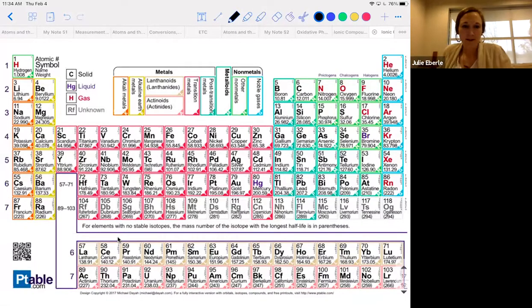Find those elements. You're going to order them in increasing ionization energy. So start with the element that has the lowest ionization energy, end with the element that has the highest ionization energy.